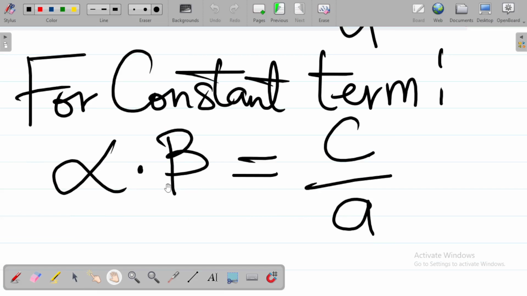So that's why we have alpha multiplied by beta is equal to c all over a. So alpha multiplied by beta is the product of the roots of a quadratic equation, which is c all over a. Now let's take an example, since we've known the product and the sum of the roots of a quadratic equation.